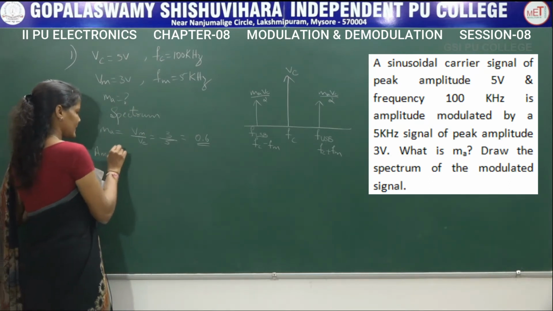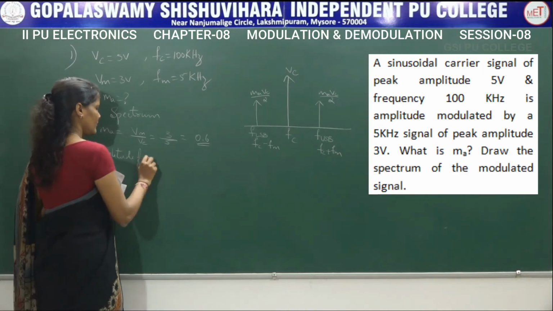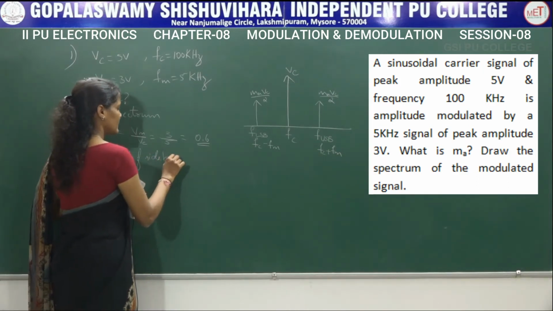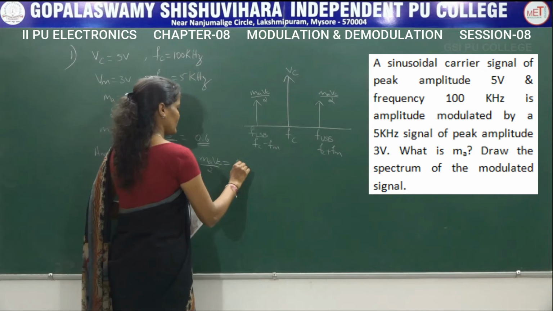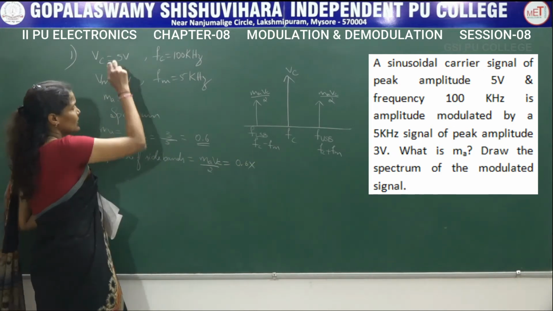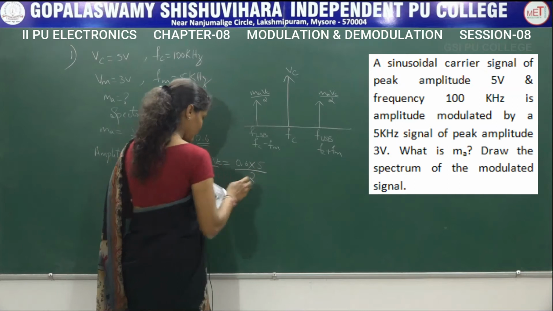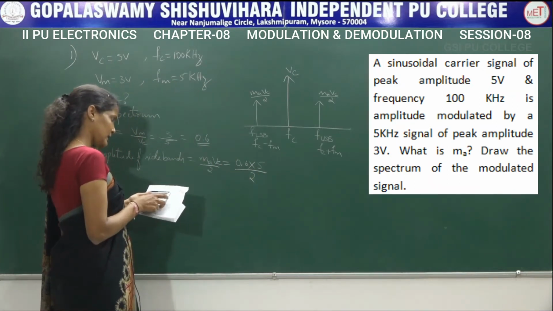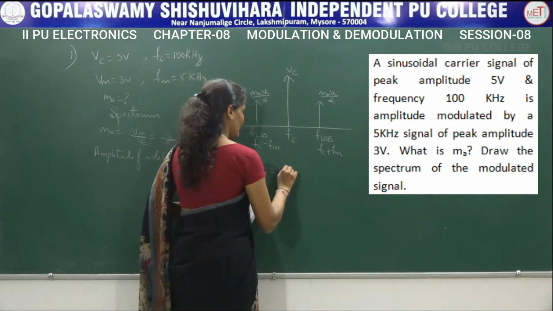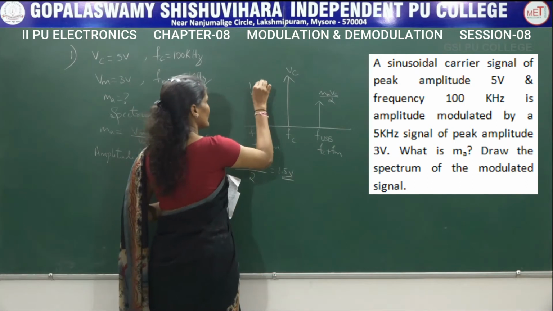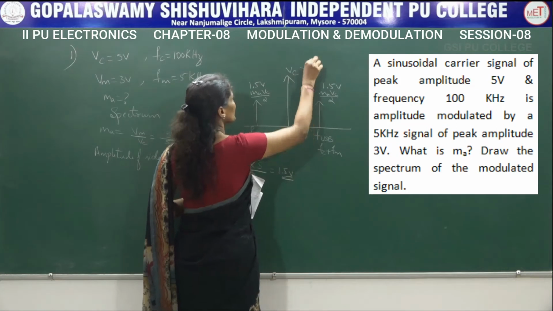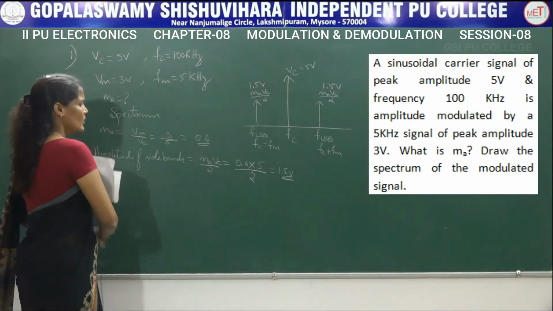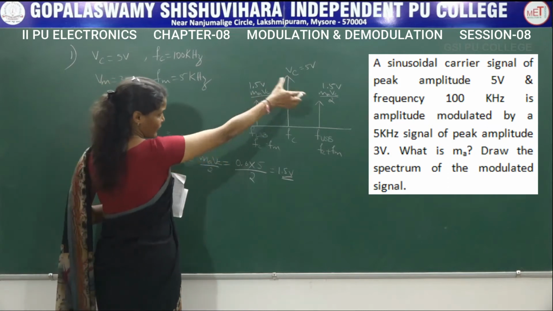Amplitude of sidebands is equal to Ma Vc by 2, where Ma is 0.6 and Vc is 5, divided by 2. That gives 0.6 into 5 divided by 2, which is equal to 1.5 volts. So this is 1.5 volts, even this is 1.5 volts, whereas this is equal to 5 volts. Clear? Now in order to draw this, we have found the amplitudes.